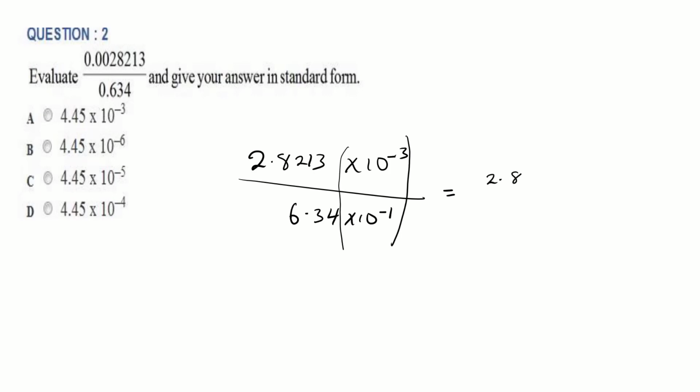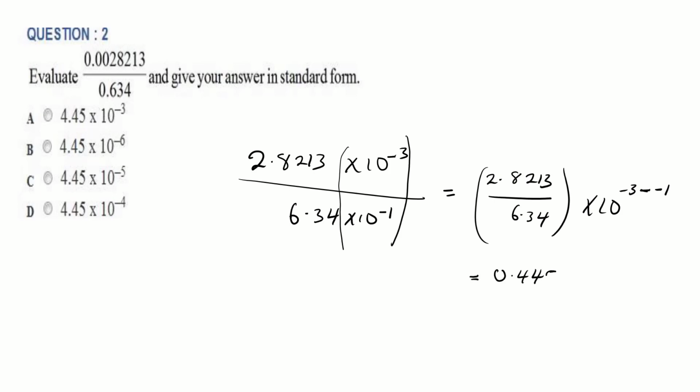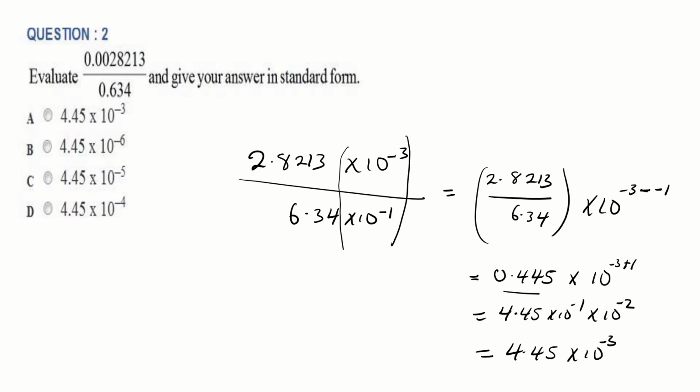So this is 2.8213 divided by 6.34. Then you multiply everything by 10 to the power of minus 3. This is now indices minus 1. So by then, if you calculate this on the JAMB calculator, you are going to have 0.445. And if you simplify this, this is 10 to the power of minus 3 plus 1. So you can convert this also to standard form. You have 4.45 times 10 raised to the power of minus 1 times 10 raised to the power of minus 2, and everything equals 4.45 times 10 to the power of minus 3. So from indices, we add minus 1 and minus 2, and this equals to what? Minus 3.